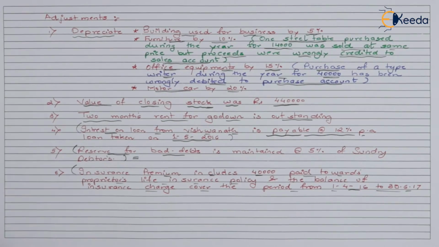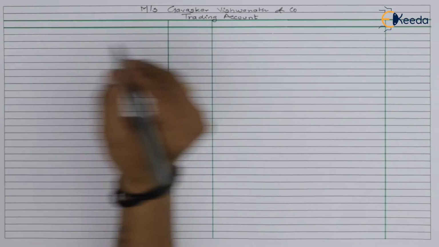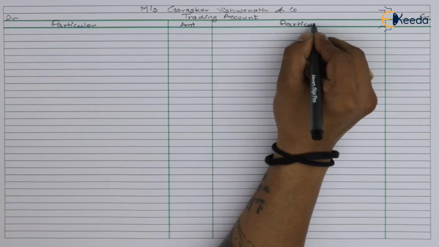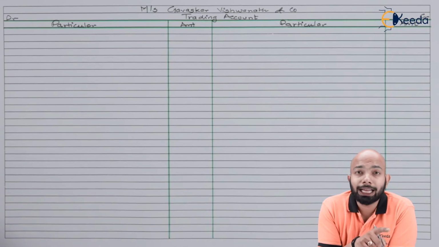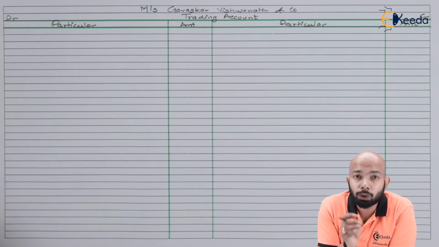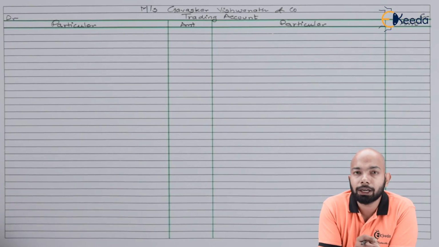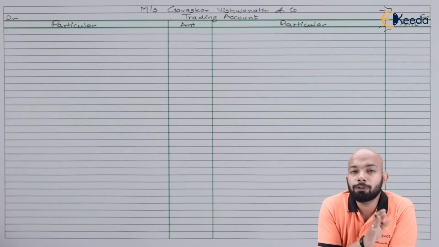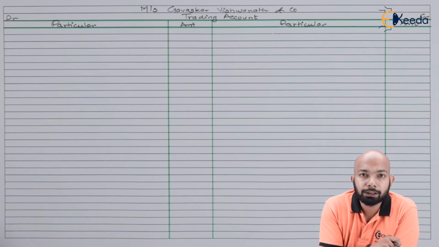Now that we have completed all the adjustments, it's time for us to prepare the trading account. So, let's start with the preparation of the trading account first. While preparing the trading account, we'll be taking all the items from the trial balance which are related to the trading account, and we'll be mentioning the adjustments also related to it, or rather which have a certain part to play in the trading account. So, we'll first prepare the whole trading account for you, and then we'll continue with the explanation of it.